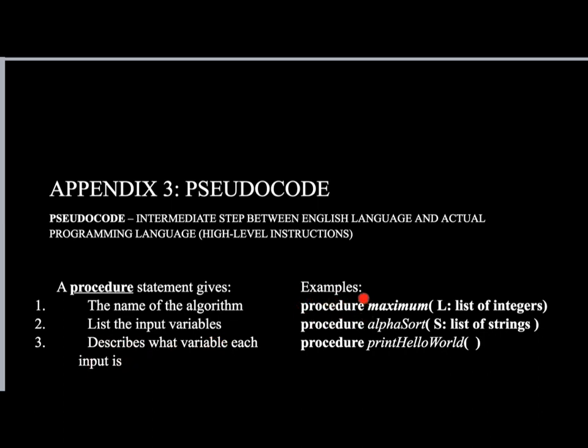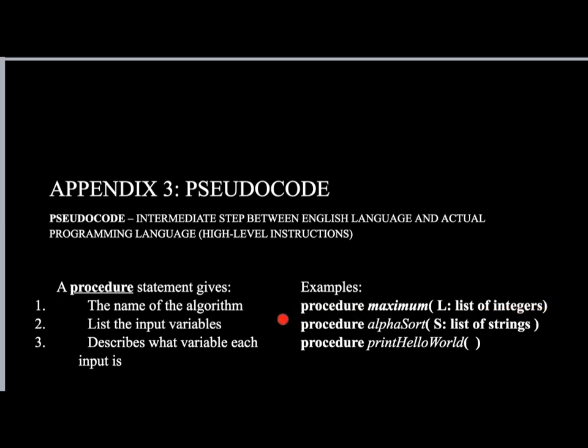We might have a procedure, and we're going to name the algorithm maximum. It takes as input L, and then we're describing what L is. L is just a list of integers. This is the convention that we're going to use in here. We'll have procedure, then italicized maximum, then parentheses, and then we have our inputs, and then a colon, and then we have an explanation of what the input is, and then we close our parentheses.